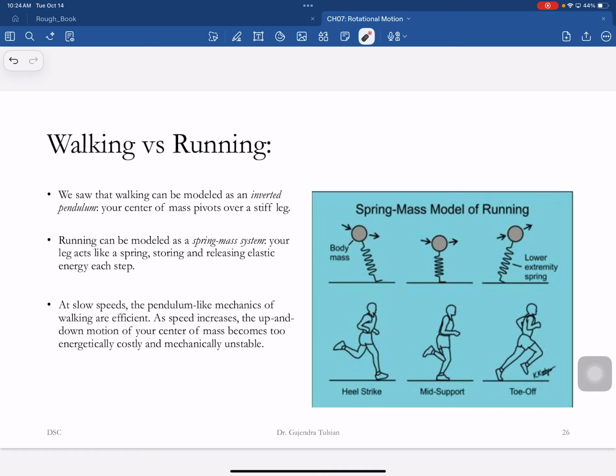All right, running can be modeled as a spring mass system. So this is your body center of mass and there's the spring. At slow speeds, the pendulum-like mechanics of walking are efficient. As speed increases, the up and down motion of your central mass becomes energetically costly and mechanically unstable. So you switch to running.